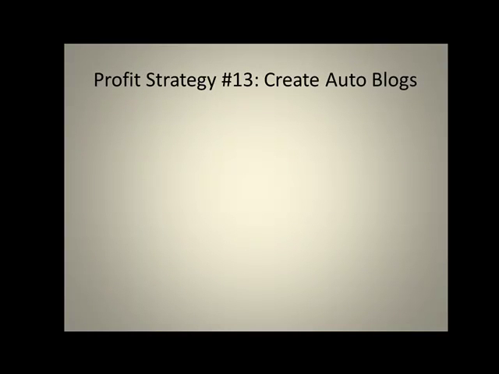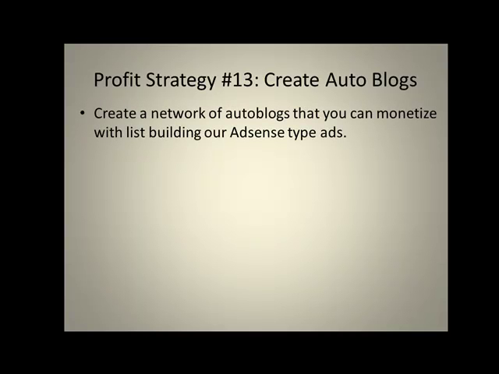Profit strategy number 13 with your private label rights is to create auto blogs. You want to create a network of auto blogs that you can monetize with list building or AdSense type ads, those kinds of things. Have the blogs post PLR content automatically. That way you can basically just spend a whole day or 2 days putting together 50 to 100 PLR articles. You could take them straight articles.